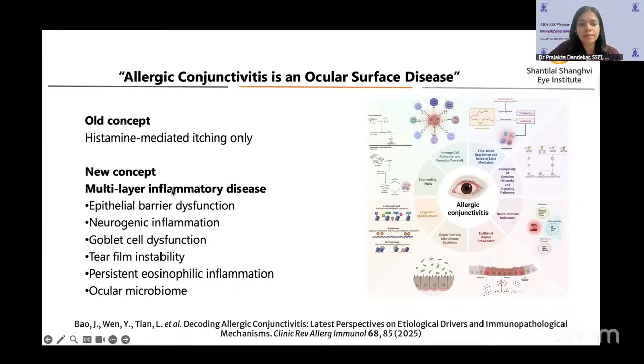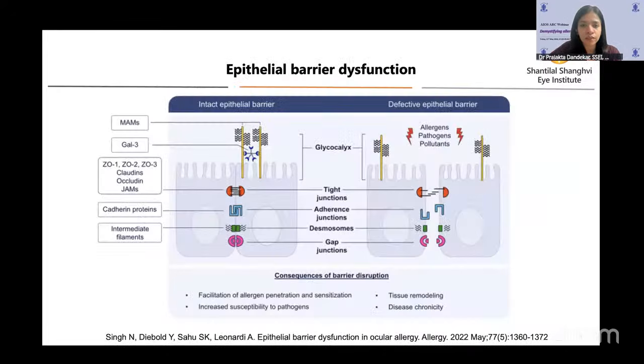So there is a multi-layer influence. This consists of epithelial barrier dysfunction. There could be neurogenic inflammation. There could be goblet cell dysfunction, tear film instability, and this could lead to dry eye as a component of allergic conjunctivitis. There could be persistent eosinophilic inflammation, and also the ocular microbiome could be affected.